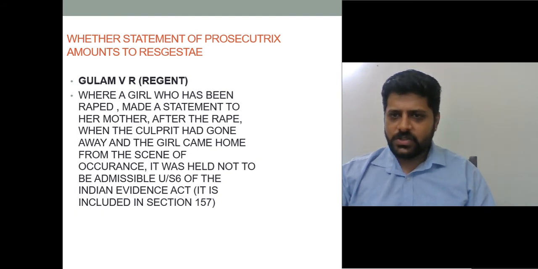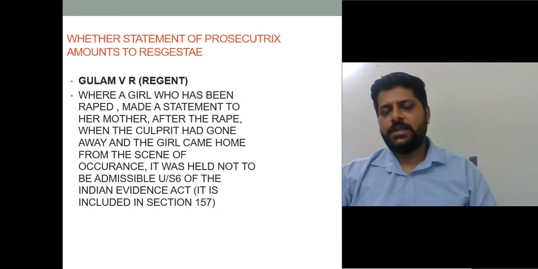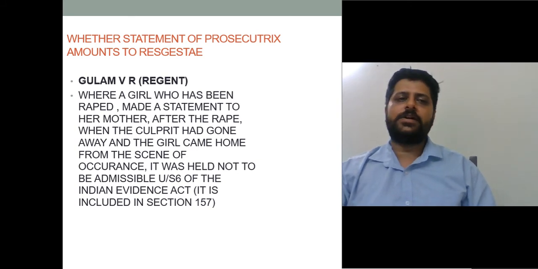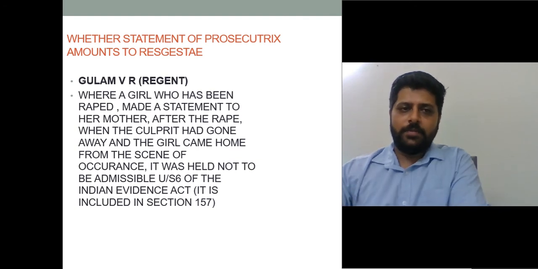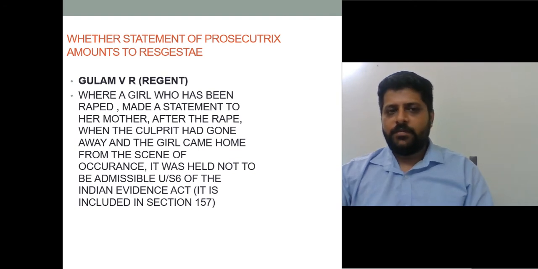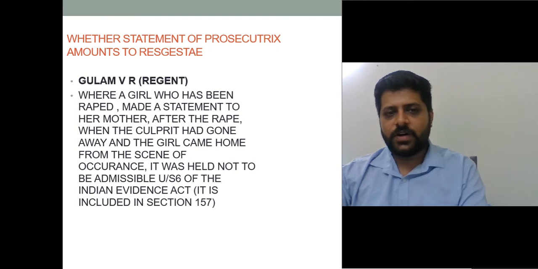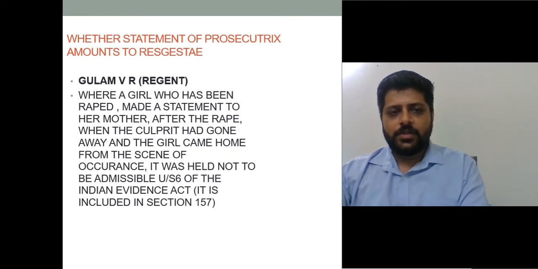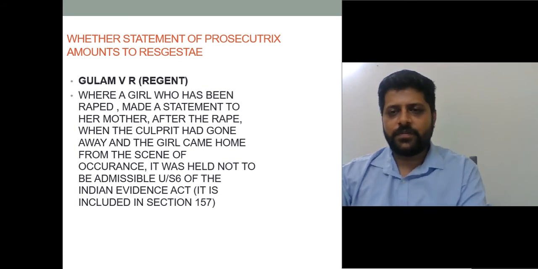Now, in the case of Gulam versus R, and it is a very old case, R means Regent, okay. It has been said that where a girl who has been raped made a statement to her mother after the rape, when the culprit had gone away and the girl came home from the scene of occurrence, it was held not to be admissible under Section 6 of the Indian Evidence Act. It is included in Section 157.